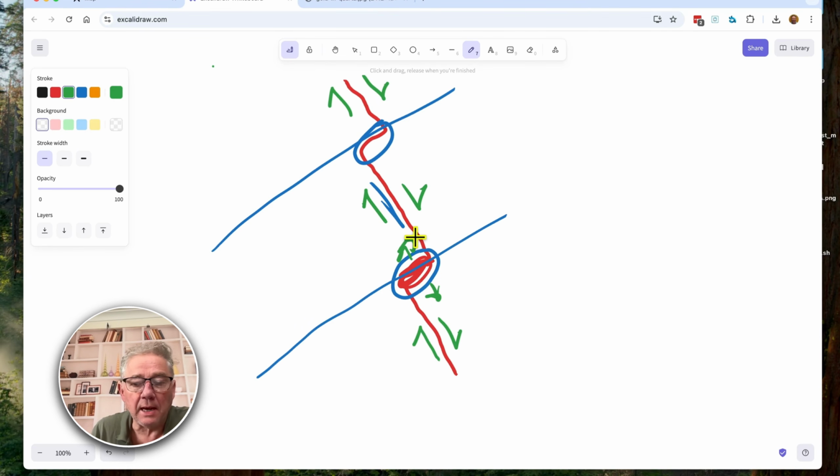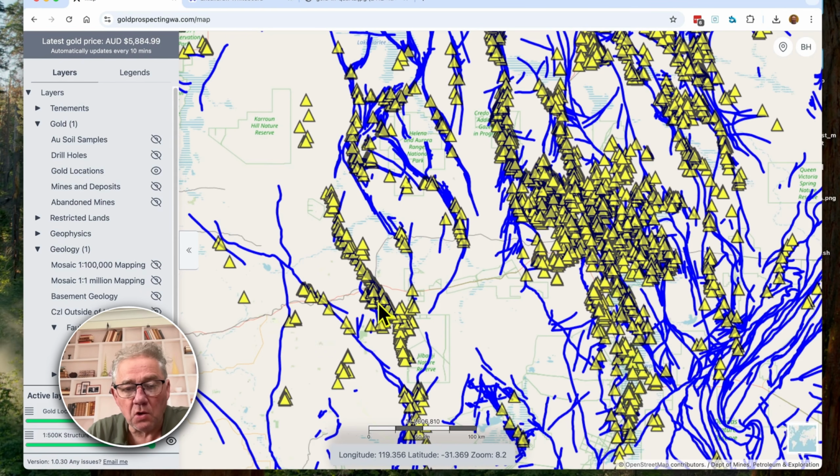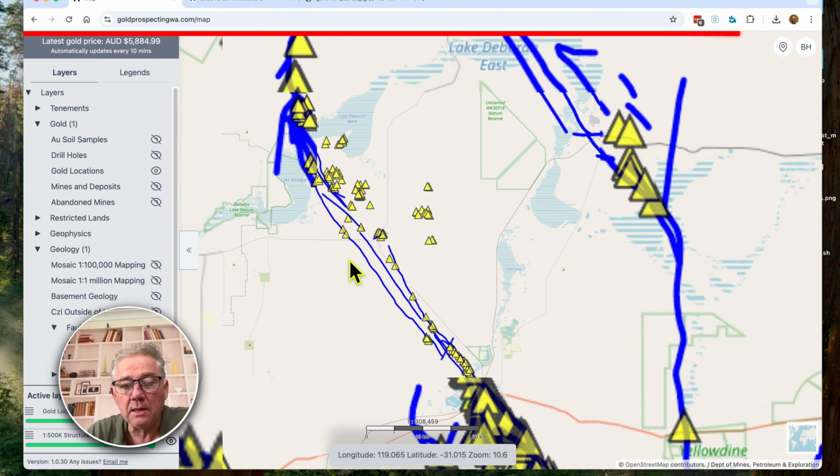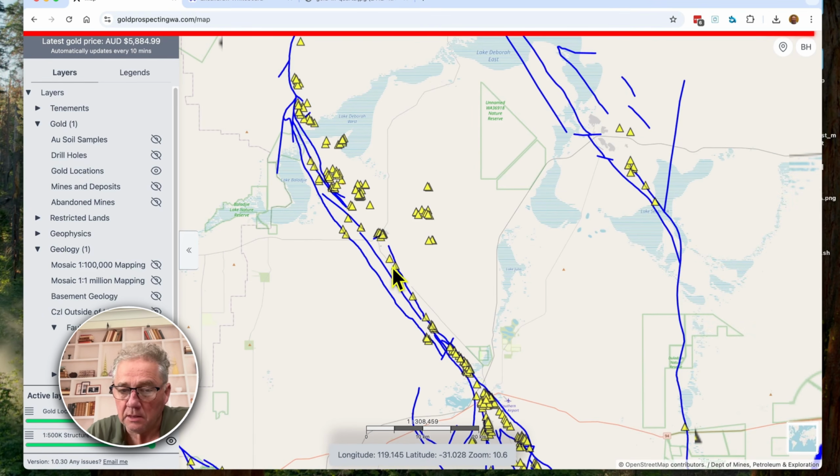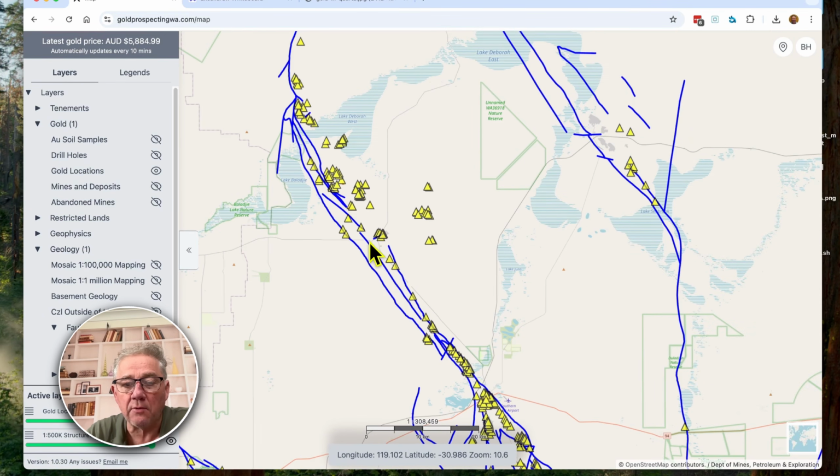So going back to the map, when you're doing your research, look for the structures. And if you can see a particular trending structure, and you can see, well, this is all along the structure here. This is direction. Find things that are in your area.